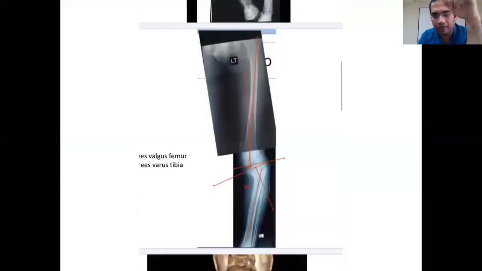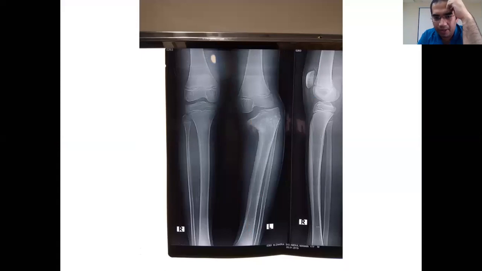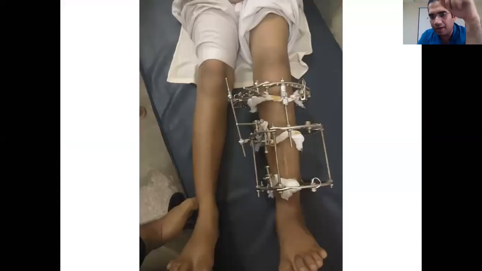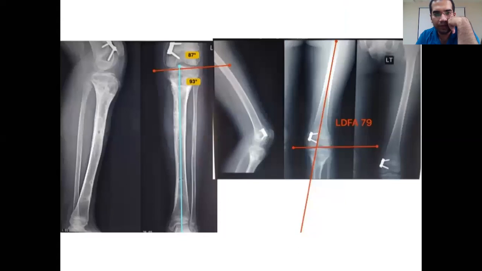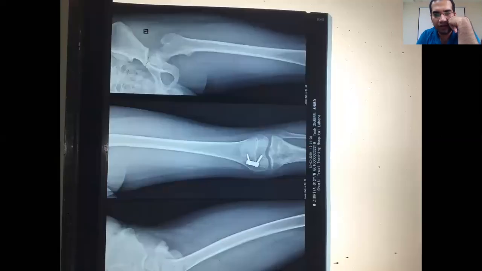In this boy, there was valgus in the femur and varus in the tibia. Again, the tibia was corrected using an Ilizarov fixator, and the femur was corrected by using guided growth. And here you can see the deformity got corrected. This is the latest X-ray in which the guided growth had corrected the valgus in the femur as well.